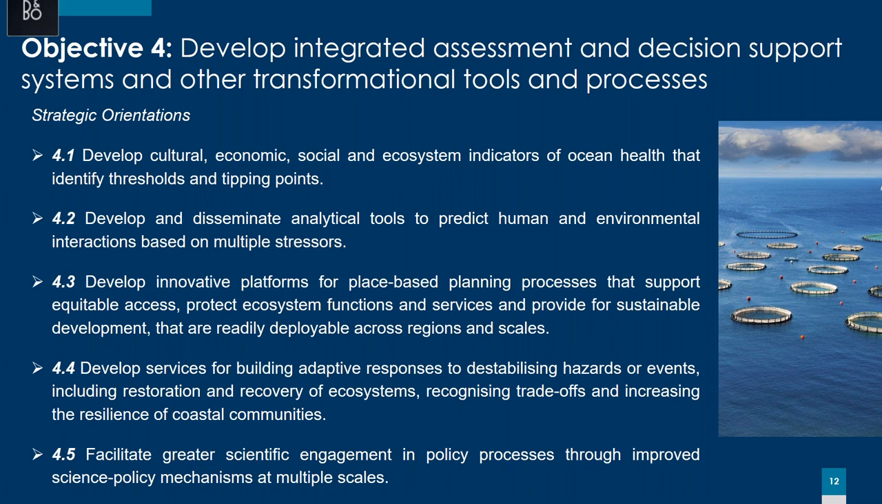The third orientation is innovative platforms for place-based planning processes, sometimes called marine spatial planning or ecosystem-based planning. And here we think that the observation, the prediction should inform our planning processes so we can protect part of the ocean system, but also use it in a very smart and sustainable way for new services and functions that support sustainable development, in particular the development part of it, more prosperity out of the ocean for a growing population.